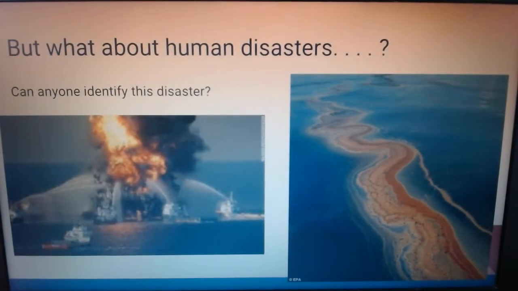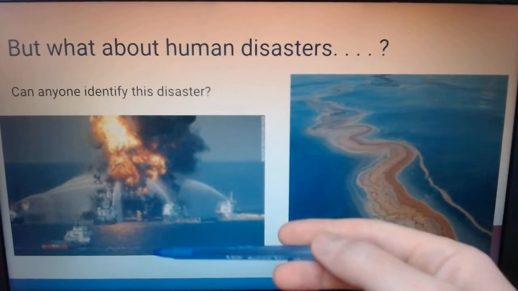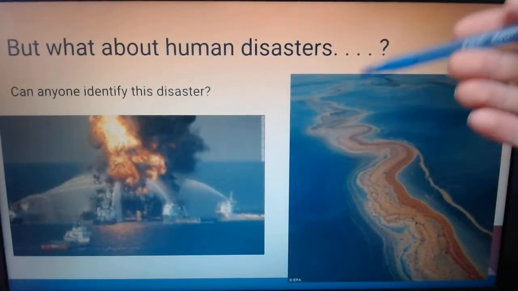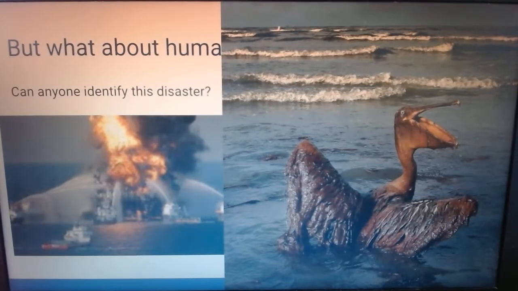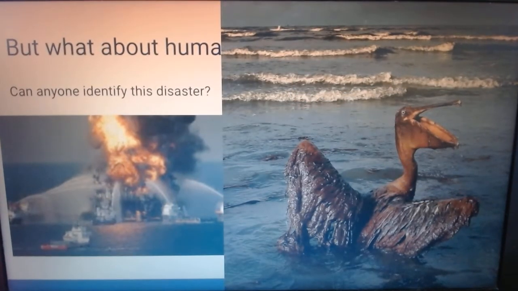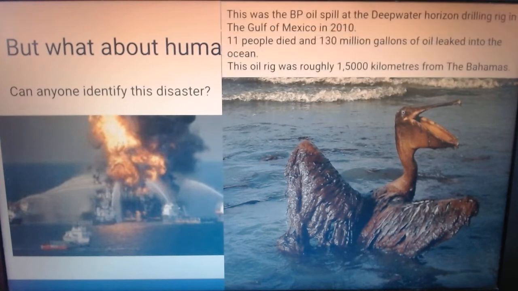So, what about human disasters? Let's jump in. Can anybody identify or remember this huge disaster that happened? It's going back a couple of years now. What does it look like? We're out in the ocean, but there's something on fire. And what do we think this blacky brown substance is on top of the water? This was another photo. It got very famous after the event. It's a pelican that's covered in oil. It's called crude oil. So this was the BP oil spill at the Deepwater Horizon drilling rig.